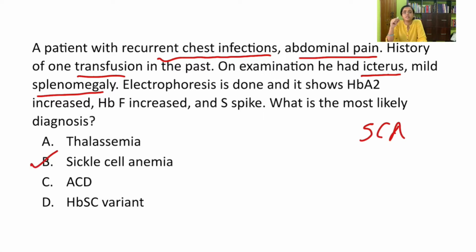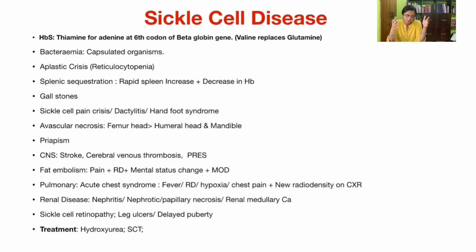Sickle cell anemia patients have a lot of complications, and it would be wise to remember those complications because a lot of indirect questions could be asked from this topic, which can be related to the complications. Now I will take you through the complications. Sickle cell anemia is a single gene disorder. What happens here is that thymine comes in place of adenine, resulting in a change in the beta globin gene. So in the amino acid, valine replaces glutamine. Now these are the complications. I have summarized them over here.